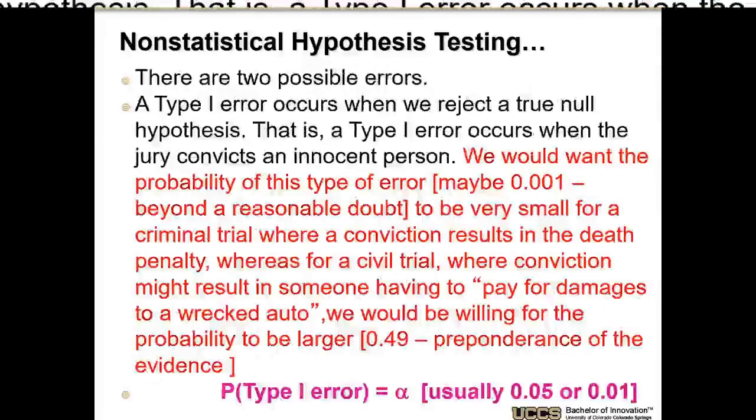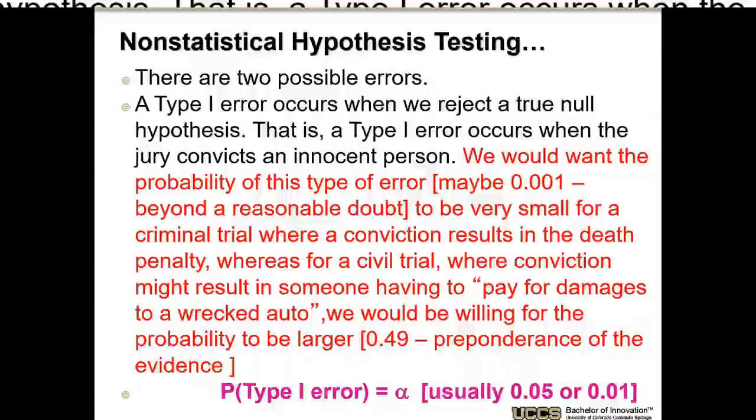And this helps us understand the types of errors. There are two possible errors. A type 1 error occurs when we reject a true null hypothesis. That is, a type 1 error occurs when the jury convicts an innocent person. The null hypothesis was they were innocent. If we convict an innocent person, then that's a type 1 error. And we would like the probability of that type 1 error to be very small, maybe 1 in 1,000 or smaller, right? Which is what we might call beyond a reasonable doubt.